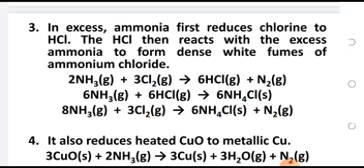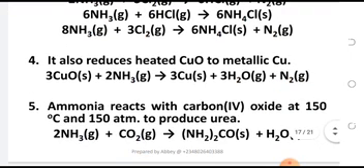Now number 4, it also reduces heated copper 2 oxide to metallic copper. So this is one of the methods of preparing nitrogen gas that we discussed earlier in the laboratory. Then in number 5, ammonia reacts with carbon 4 oxide at a temperature of about 150 degrees centigrade and 150 atm to produce urea. This is a reaction where 2 inorganic compounds react to form an organic compound, because urea is an organic compound. That is the formula of urea there, NH2 twice CO. So that is that one.